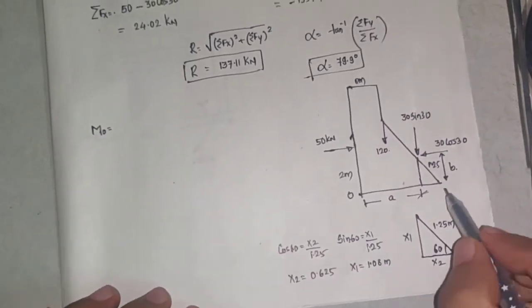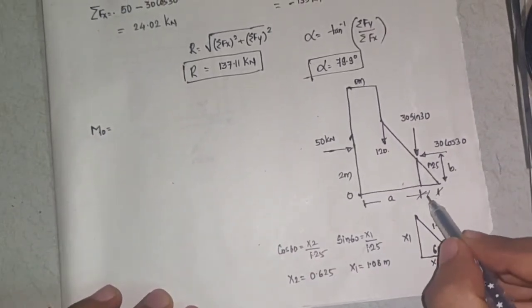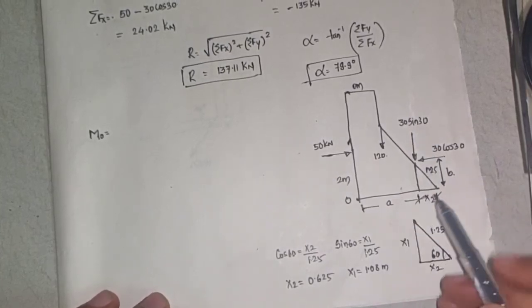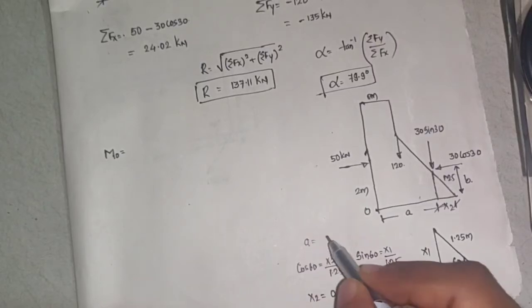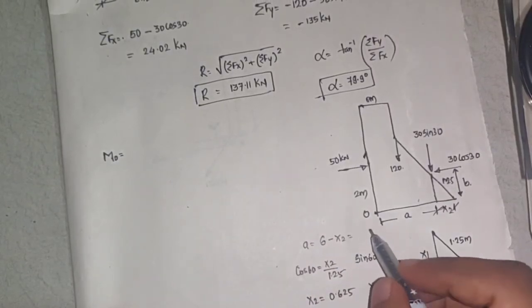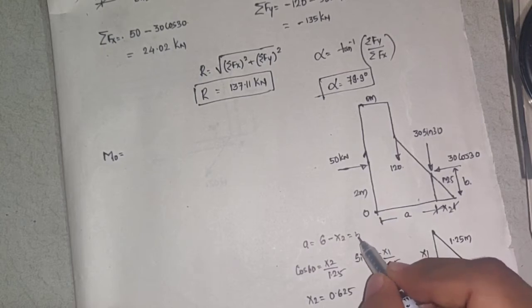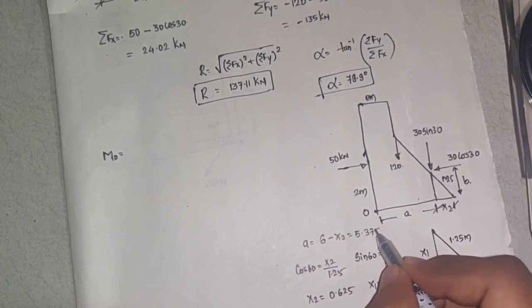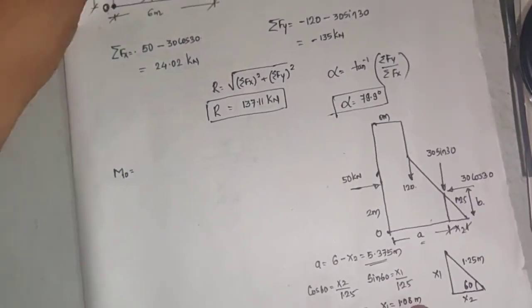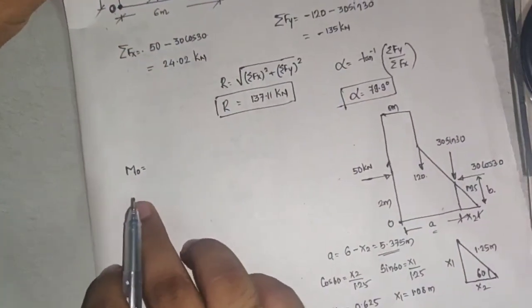Now what is this x2? x2 is here. This is x2. But what is the perpendicular distance of this force? It is a. So what is a distance? So a distance is total base, 6 minus x2. So I'll get that as 5.375 meters. This distance.